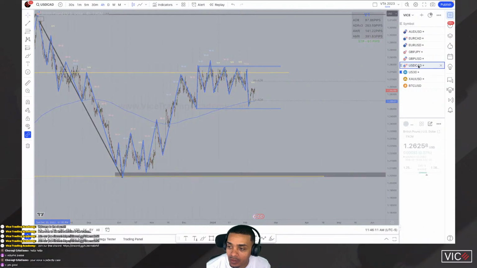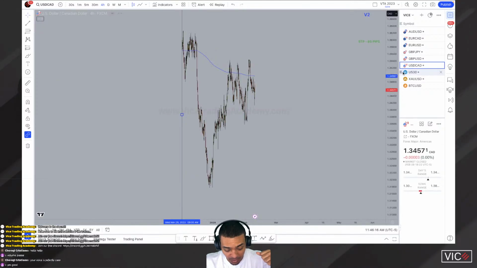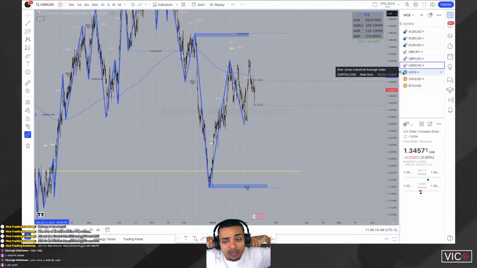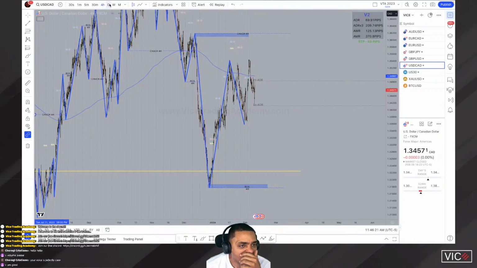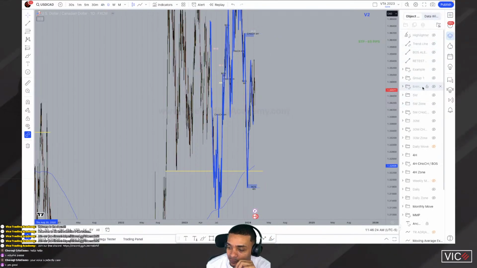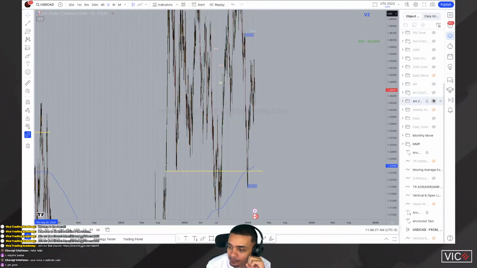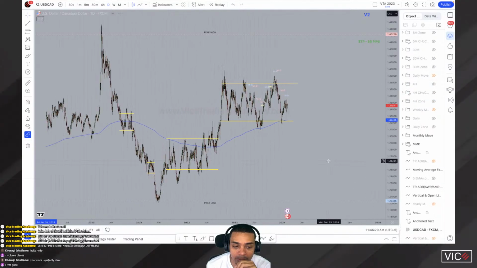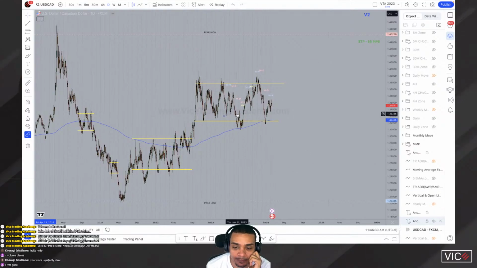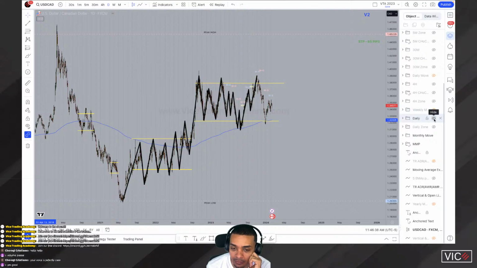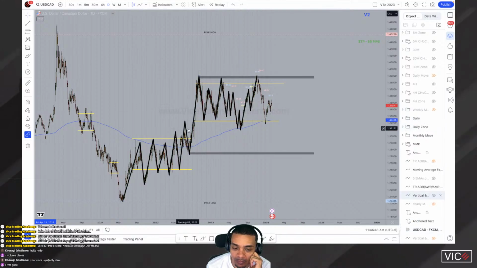Next pair, USD CAD. This pair, I'm loving this pair. Trading heavy. Let's go to the daily first. So daily, where are we? V2 heading up. All right, we tested the lows again of the daily zone. Let's take a look at the daily zones, right? We have this bigger one, but here's the smaller one. We're trading in between this zone, right?